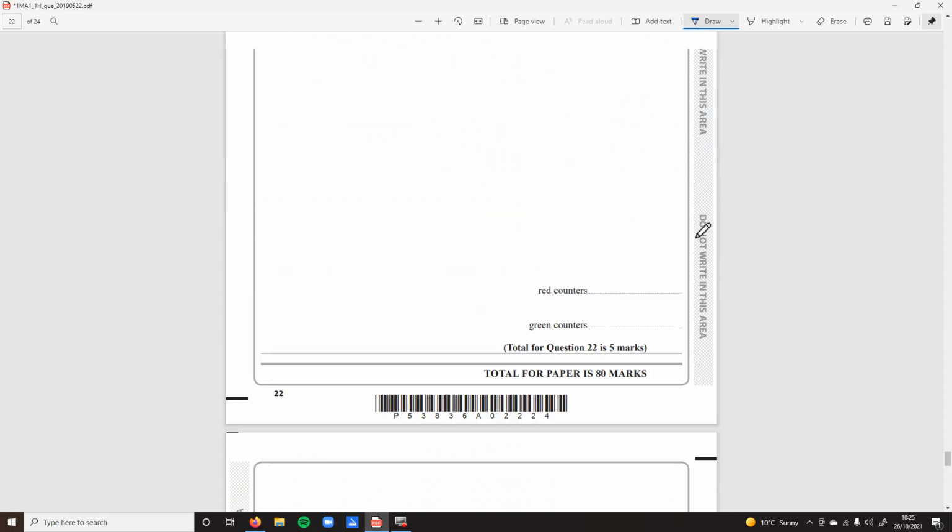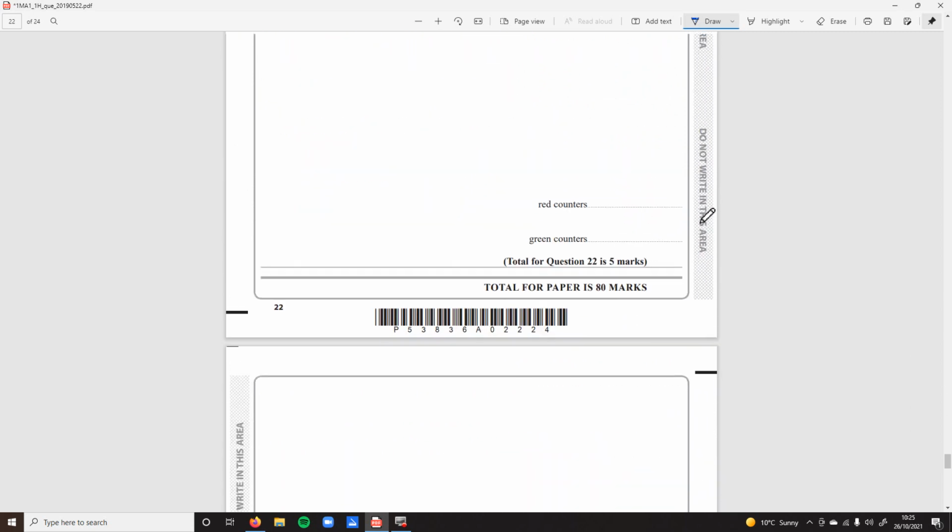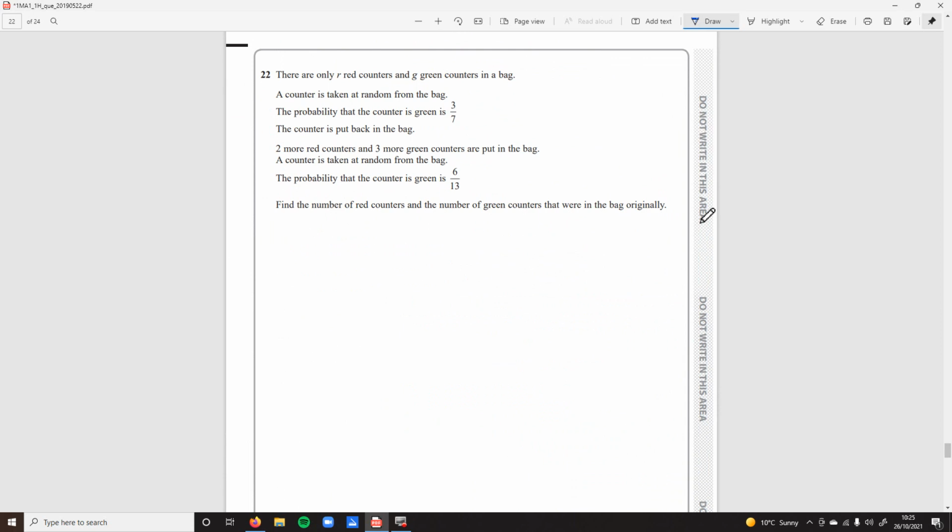Okay, last question, and then we will mark it. There are only R red counters and G green counters in a bag. A counter is taken at random from the bag. The probability that the counter is green is 3/7.